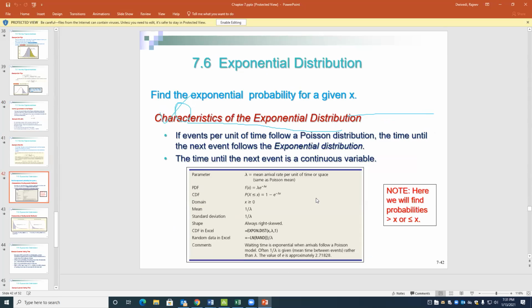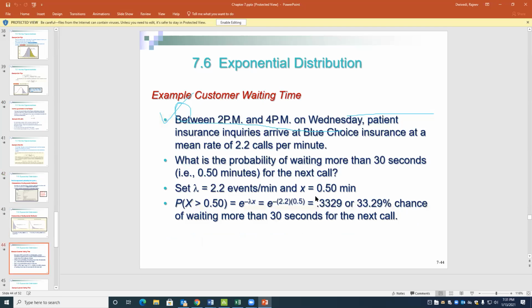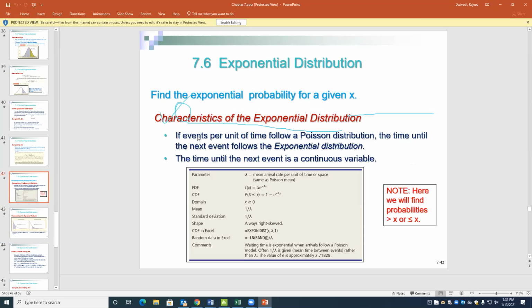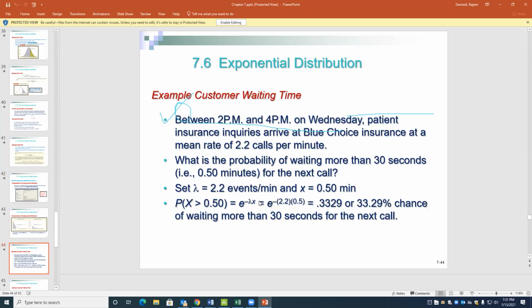Exponential distribution. You have to identify which is the exponential distribution. First, it is clearly given in this case: events per unit time follow Poisson, and the time until the next event follows the exponential distribution. Again, the mean and standard deviation are the same. Between 2 to 4 p.m., patient insurance gets calls at a mean rate of 2.2 calls per minute. This is the characteristic, or this is lambda.